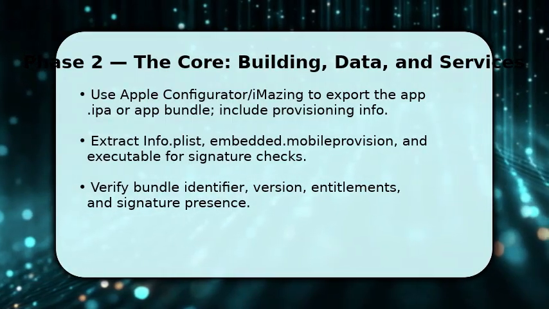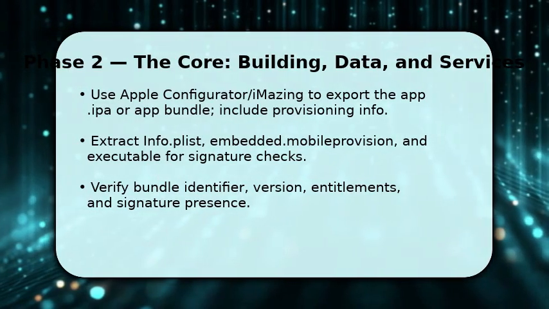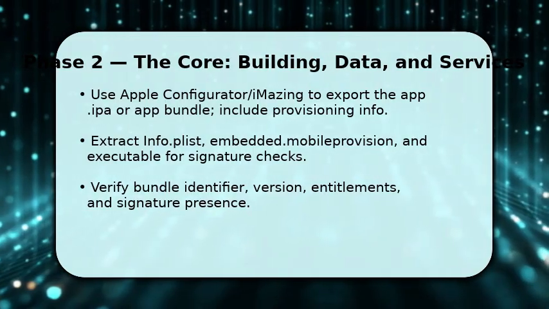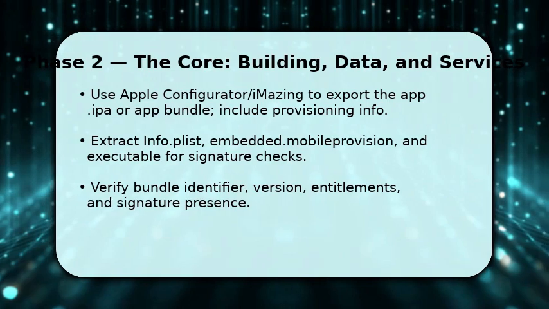Once extracted, open Info.plist to confirm bundle identifier and version, then inspect entitlements in the provisioning file. You should also check that a valid code signature is present. If signatures are missing, treat the app as suspect.